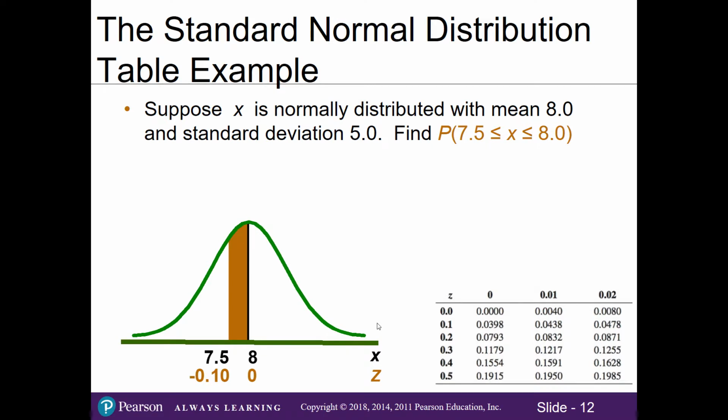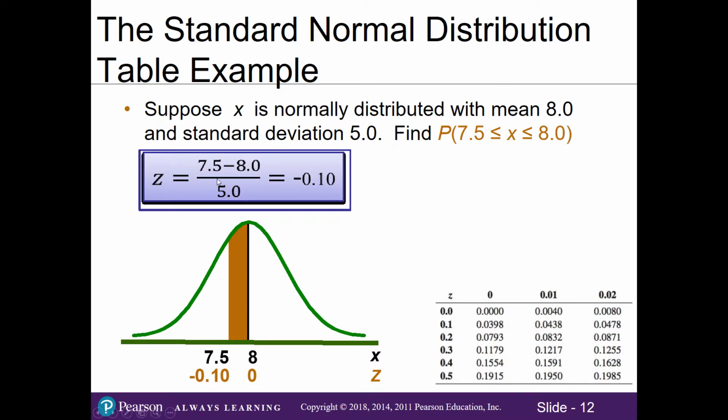Let's look at another example. So we still have our same distribution, but now we're interested in finding the probability that x is between 7.5 and 8. So again, I'm going to convert my two x's into z-values, where I take my x of 7.5 minus my mean divided by my standard deviation, and my z-value is negative 0.1. So we can see here negative 0.1 is my z-value associated with an x value of 7.5.